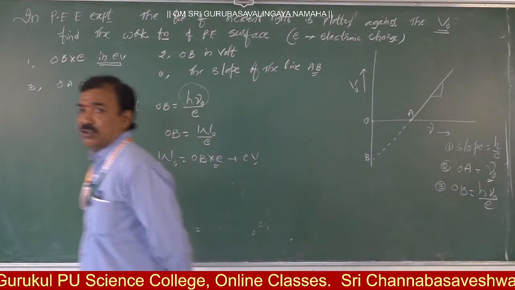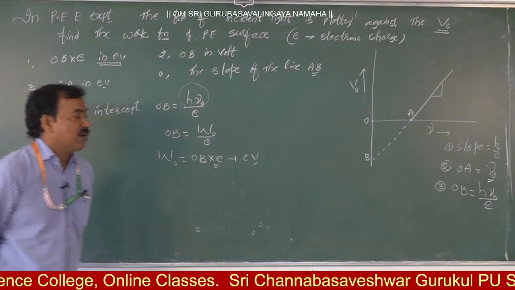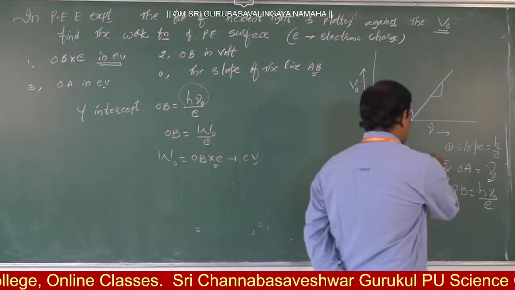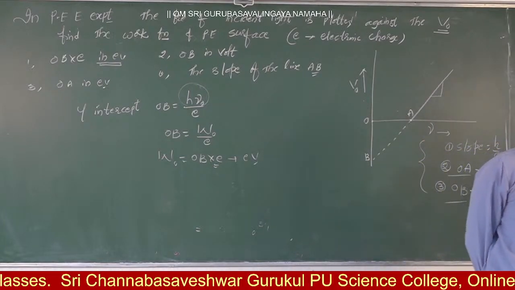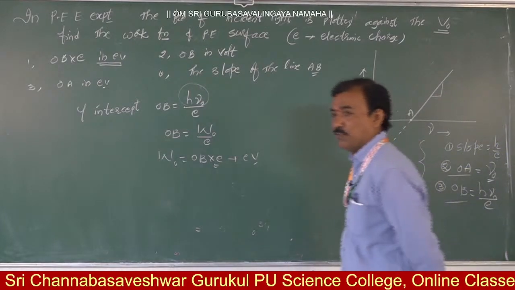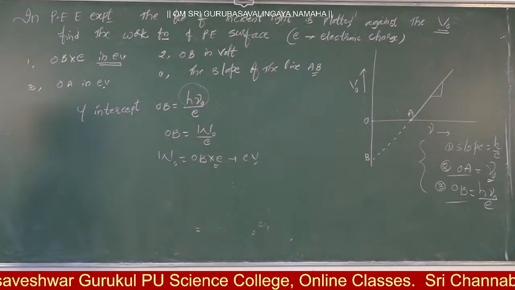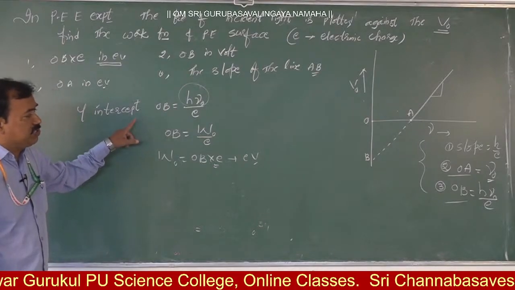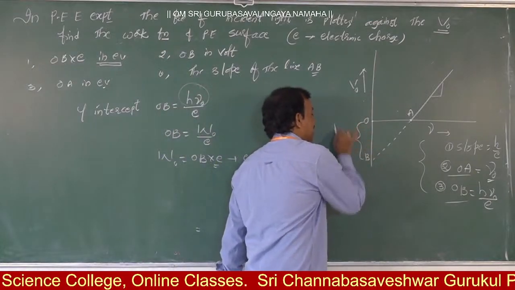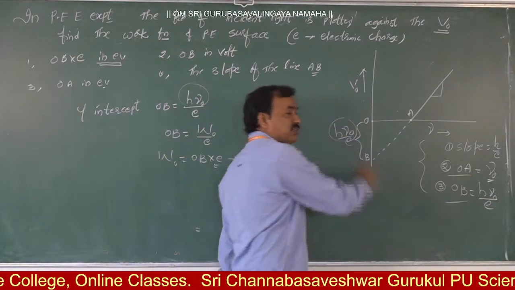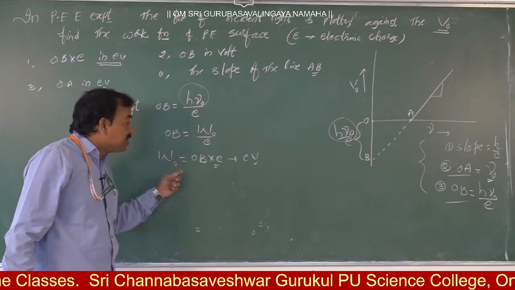This is a previous NEET question. You will get the answer within 1 second if you know this application. You must practice these three conditions: one is the slope, second is OA, third is OB, where OA is the x-intercept and OB is the y-intercept. If you know this concept, the sum is very simple and easy. The y-intercept OB is h nu naught by e, where h nu naught is the work function. So W naught by e, and the work function W naught is equal to OB into e.